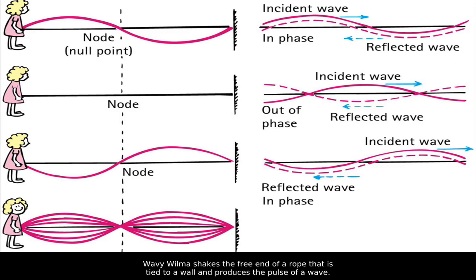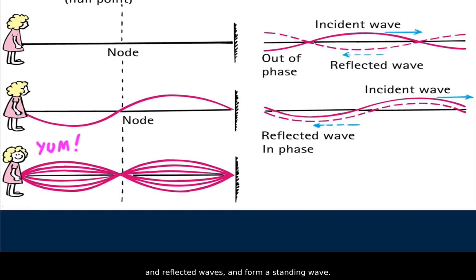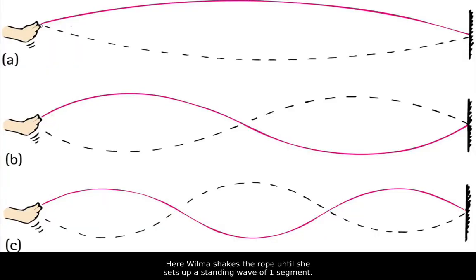Wavy Wilma shakes the free end of a rope that is tied to a wall and produces the pulse of a wave. The wall is too rigid to shake, so the pulse reflects back along the rope. If Wilma shakes the rope just right, she can cause interference of the incident and reflected waves and form a standing wave. Here Wilma shakes the rope until she sets up a standing wave of one segment.